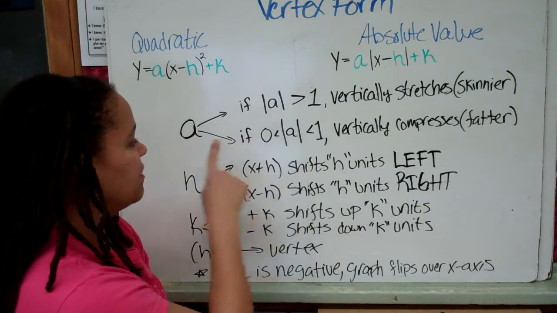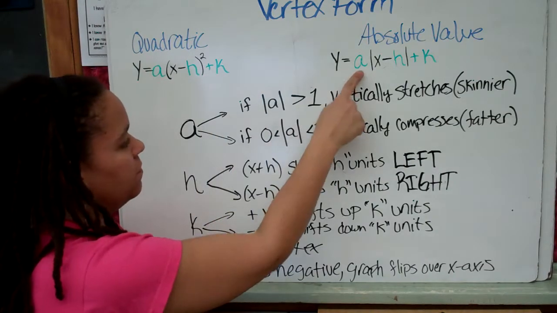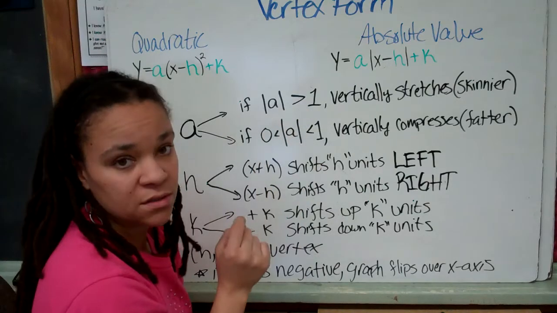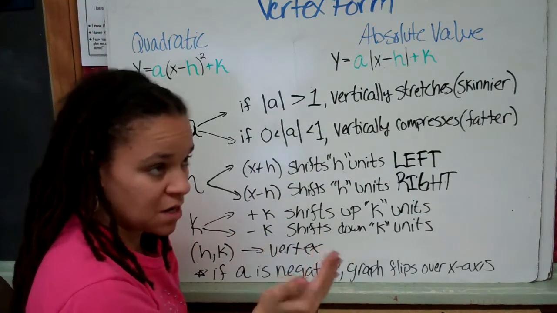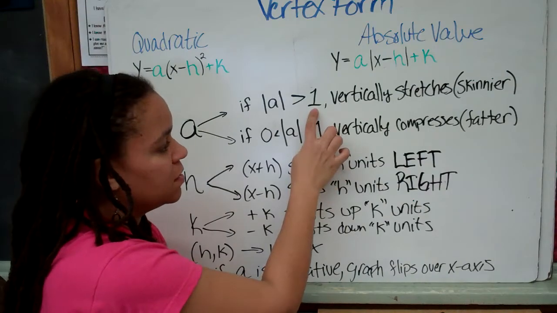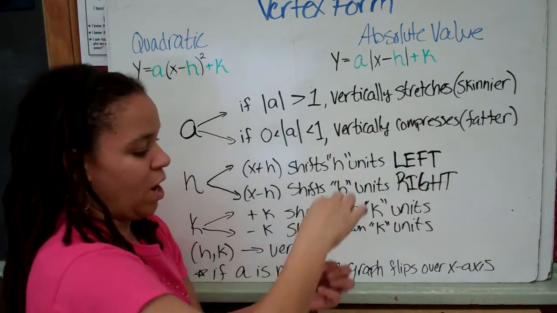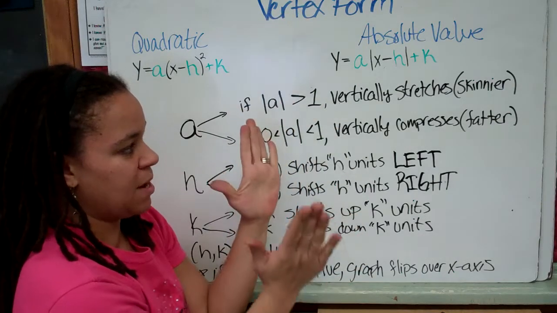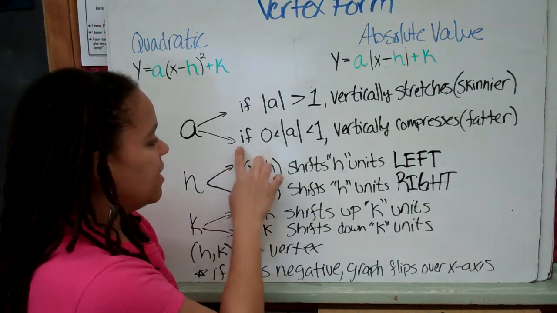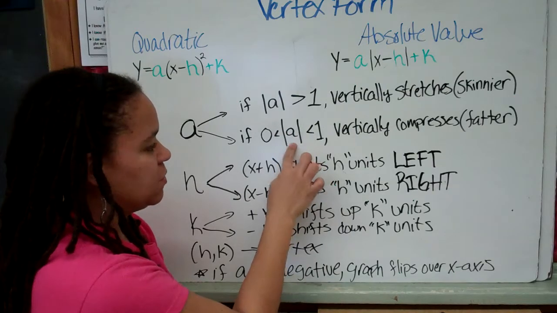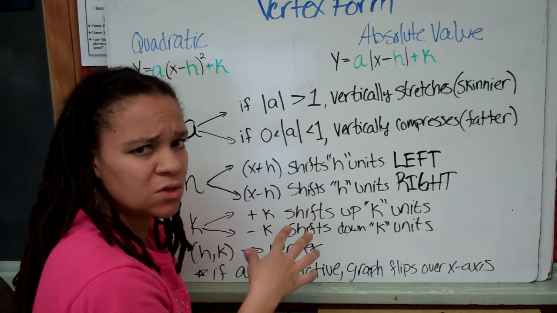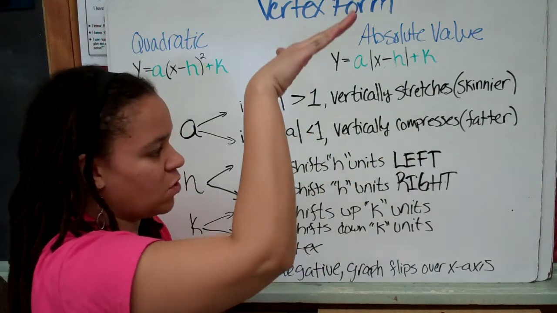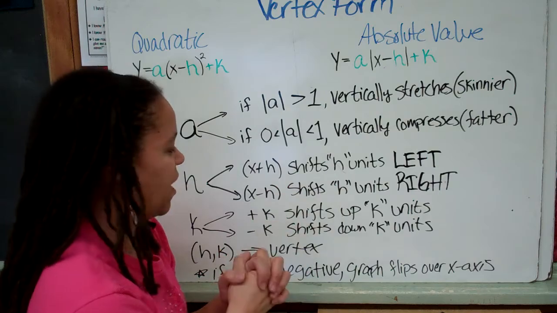For both of these, and for later on, for the a value, if the absolute value of a is greater than 1, so that means forget the sign, if the number is greater than 1, then it vertically stretches. So your graph is going to stretch up. If you took the y-axis and stretched it, it's going to make the graph more narrow or skinnier. If the absolute value of a is between 0 and 1, that means it's a fraction, and it vertically compresses. So the y-axis gets shorter, the graph gets fatter.